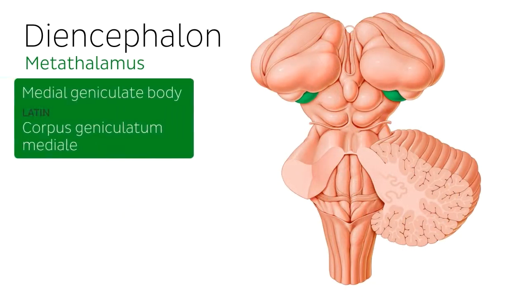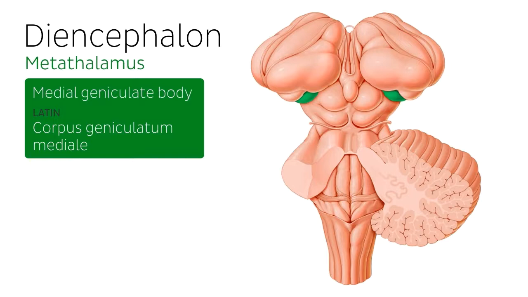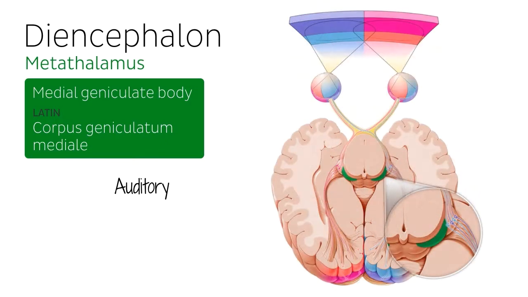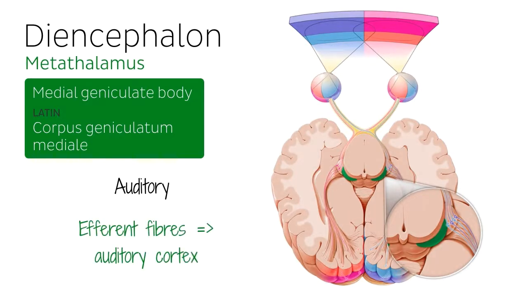Medial and inferior to the lateral geniculate bodies are the medial geniculate bodies. The medial geniculate bodies are the thalamic relay station of the auditory pathway, and the medial geniculate bodies receive afferent auditory axons from the ipsilateral inferior colliculi before giving rise to efferent fibers, which travel from the medial geniculate bodies to the auditory cortex in the temporal lobe.